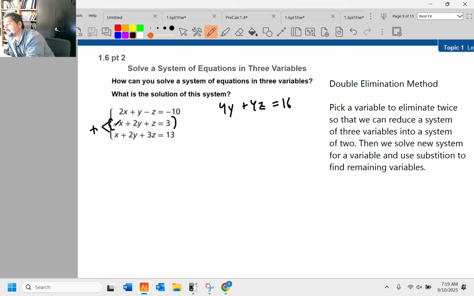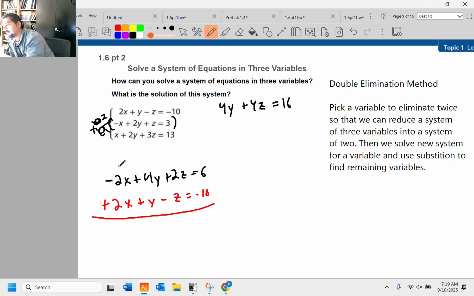Now for my next magic trick, I'm going to multiply this line right here by a positive 2. And that's going to give me negative 2x plus 4y plus 2z equal to 6. And the reason I did that is because I realized if I added it to the first equation, I'd be in business. So if I add down, the x's are gone. There are 5 y's, there is a singular z, and 6 and negative 10 sum to be negative 4.